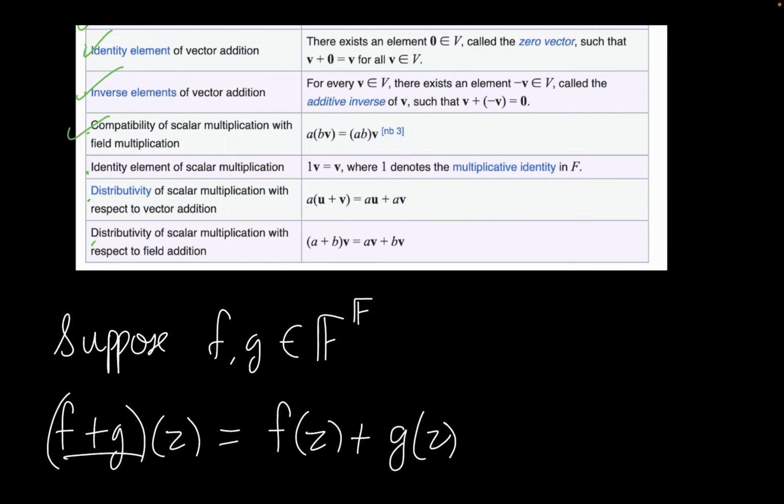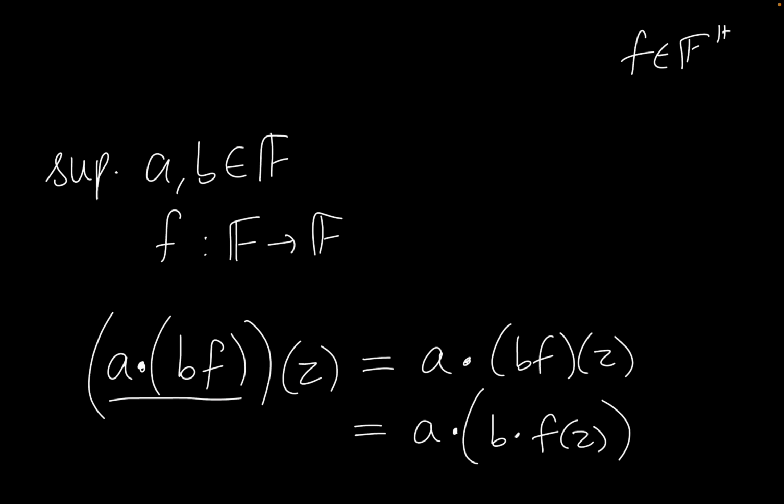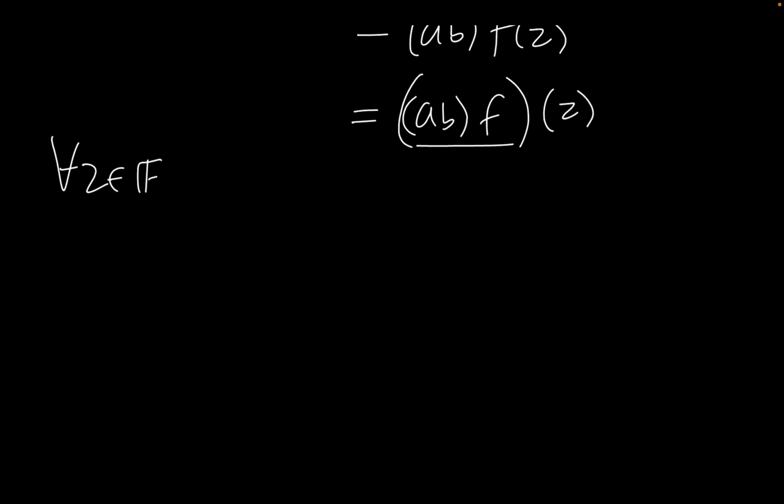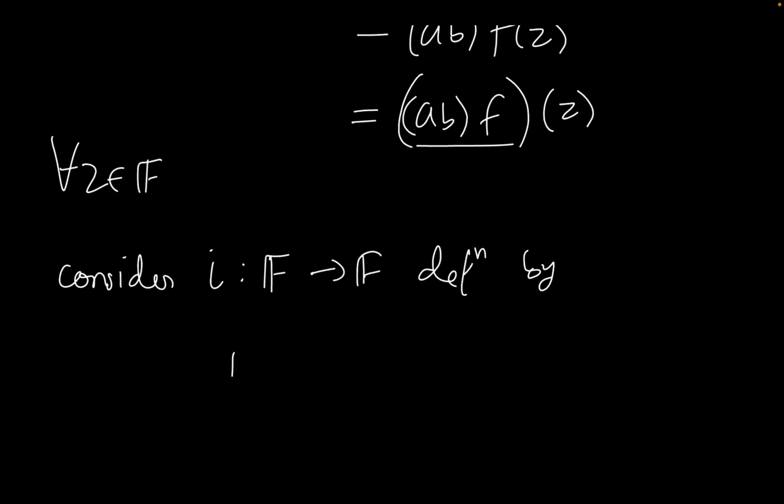We want to show that there exists an identity element in scalar multiplication. So we are going to consider the function I from F to F defined by I of z is equal to, and I really apologize for the terrible handwriting. I'm kind of in a hurry because I don't want this video to be too long, because it's already stretched quite a bit now, but hopefully I'm making sense. I of z is equal to 0 for every single z in F.